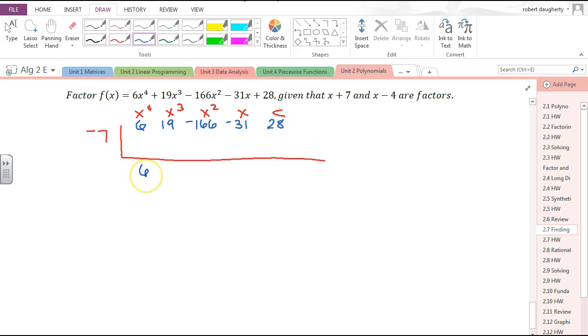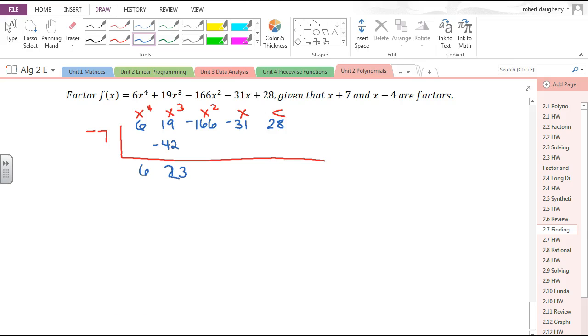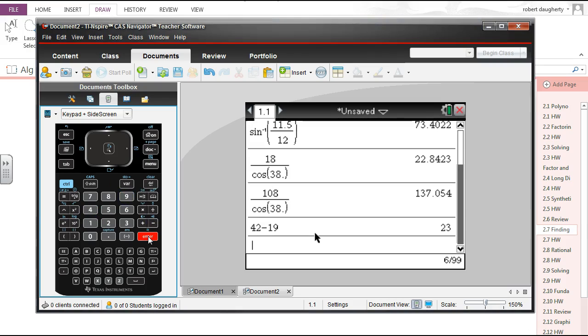The 6 comes down. What is negative 7 times 6? Negative 42. And then 42 minus 19 is what? Is that 13? Oh no, 23, right? Is that right? Well, you'll have a calculator. So what was it again? 42 minus 19. So 42 minus 19 is 23.